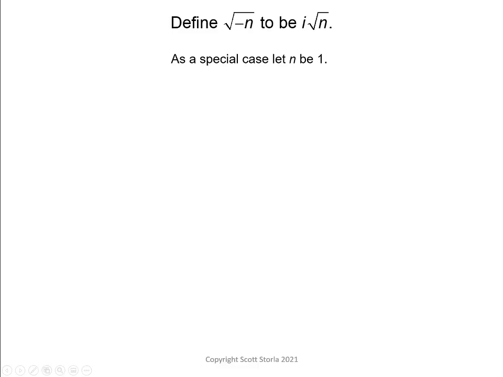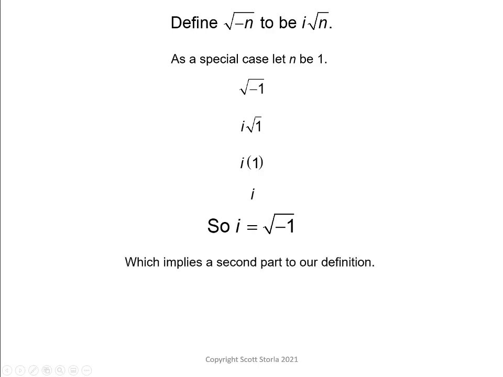A special case of this is that we let n be a 1. In that case, we'd start with the square root of -1, which we could replace with i times the square root of 1. The square root of 1 is 1, and the product of i and 1 can be replaced by just i. So i is the square root of -1. This implies a second part to our definition, that is that i squared equals -1 itself.